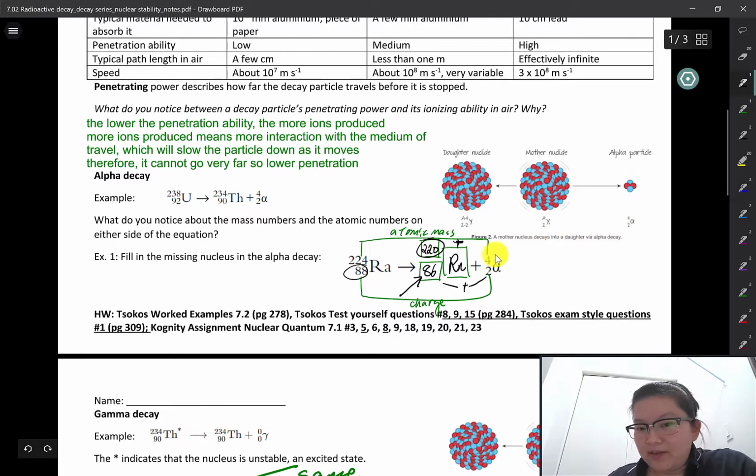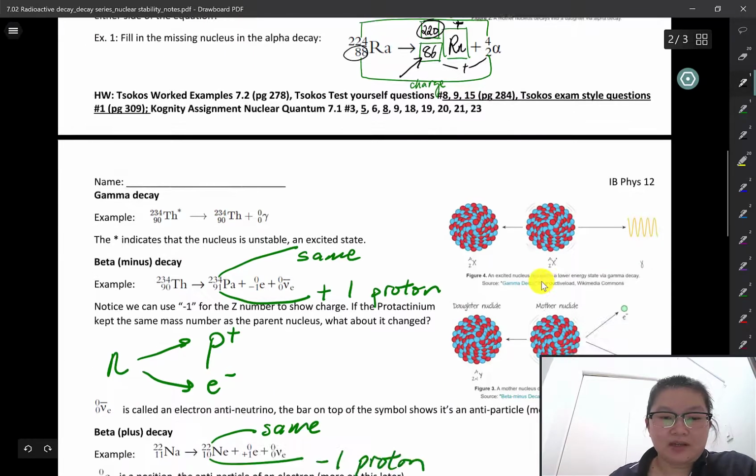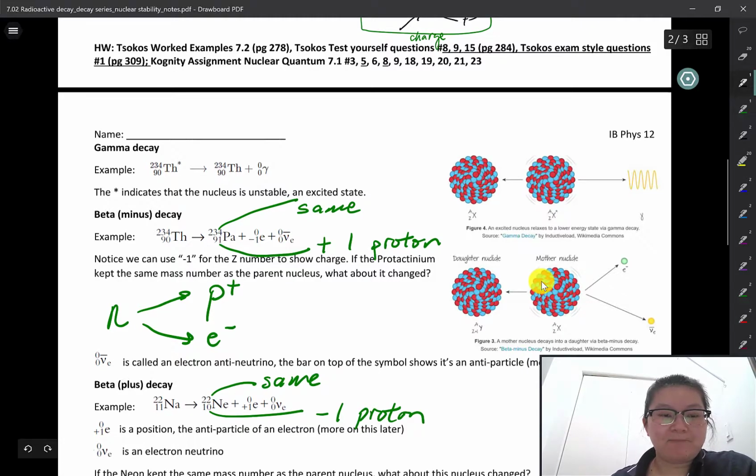And some questions might not even give you this alpha particle here, so you actually have to write the products from scratch. Meaning, since you know it's an alpha decay, you know you have to write this, and then using subtraction, figure out what is the missing nucleus. Okay, next up we have some examples. We're not going to do gamma decay because that's very straightforward. It's essentially exactly the same nucleus, but you've released a photon, which is essentially a gamma ray. So no change to the nucleus makeup in terms of protons and neutrons.